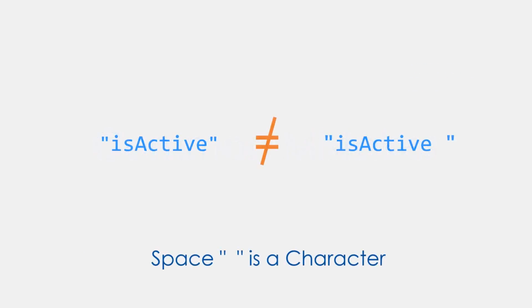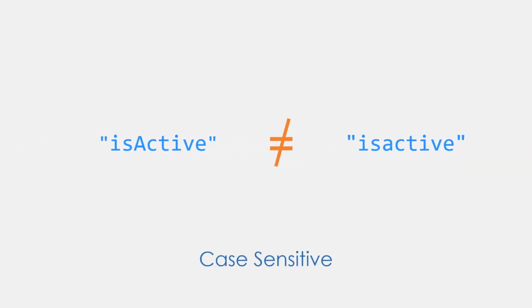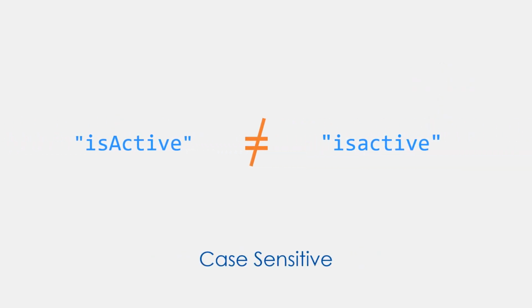Now we will talk about common mistakes while writing JSON files. Let's start with the space character, which is frequently overlooked. Space is a character too, so "is active" is not the same as "is_active" with a blank. Also, JSON is case sensitive. Thus, isActive with uppercase A is not the same as isActive with lowercase a. Paying attention to this is important to make sure that object assignments and comparisons work.